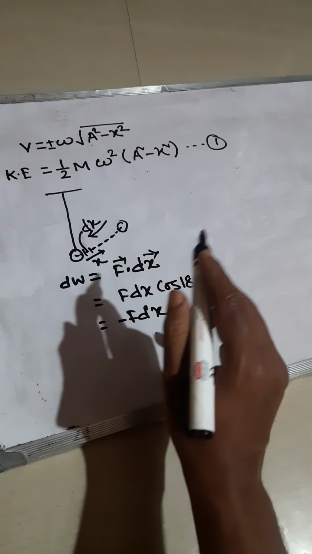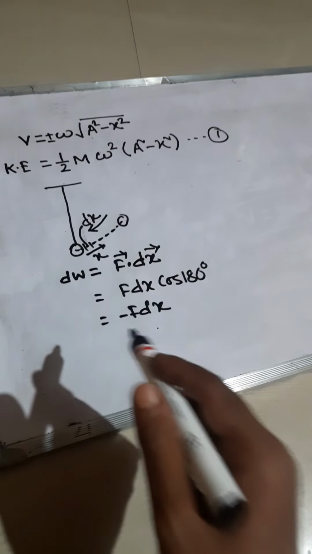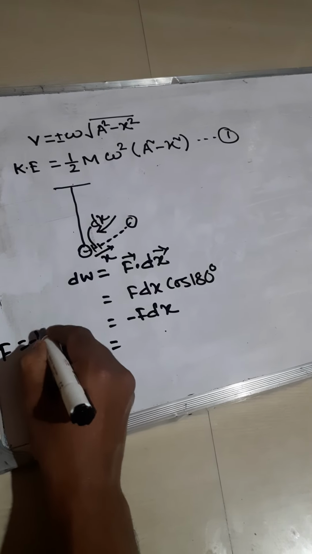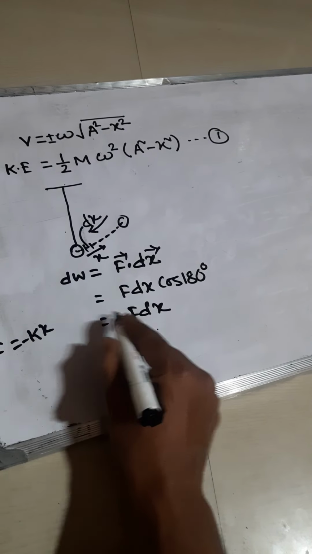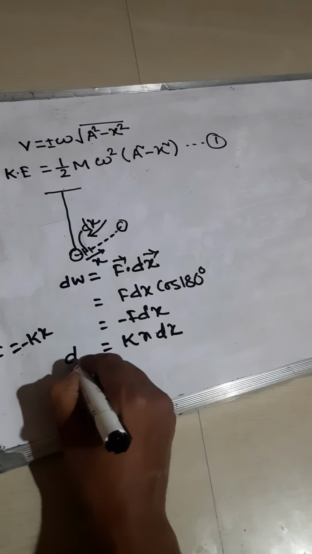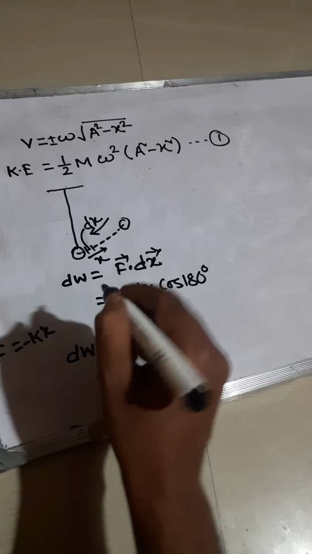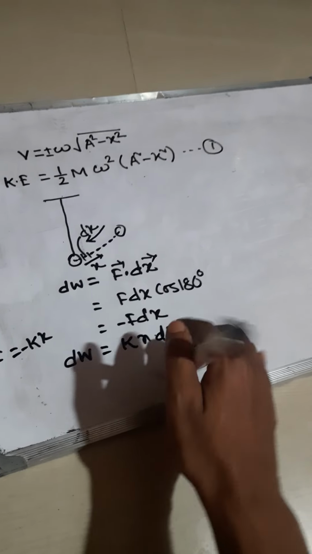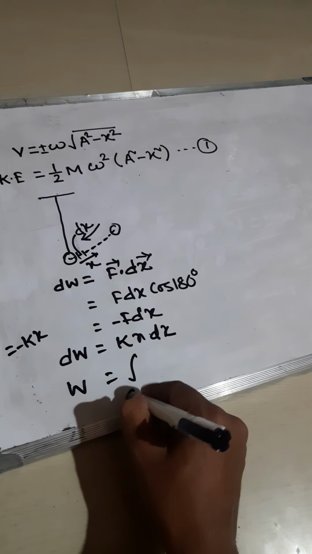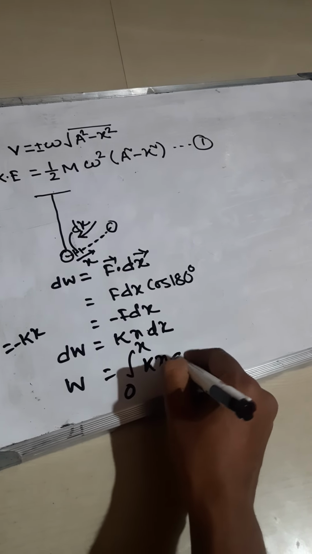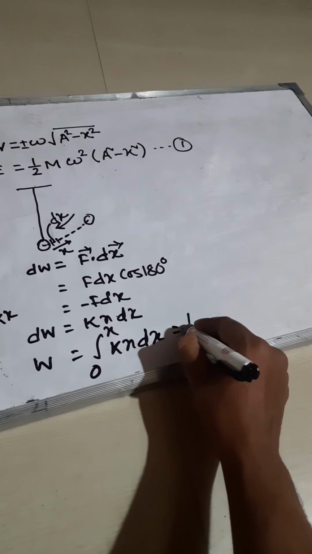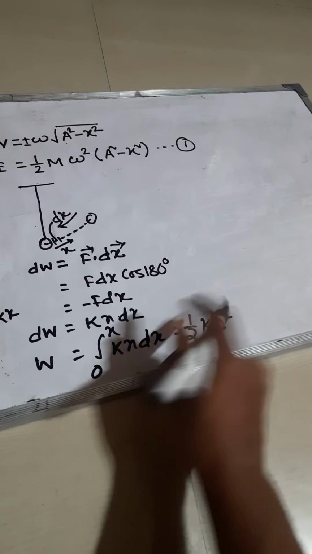Again, for a body executing simple harmonic motion, the restoring force is proportional to displacement. That means F is equal to minus kx. So minus minus plus, that means kx dx. So during the displacement dx, the work done will be kx dx. So for the displacement x, the total work done is the integration from 0 to x of kx dx. Now integration of x dx means x square by 2, that means half k x square.